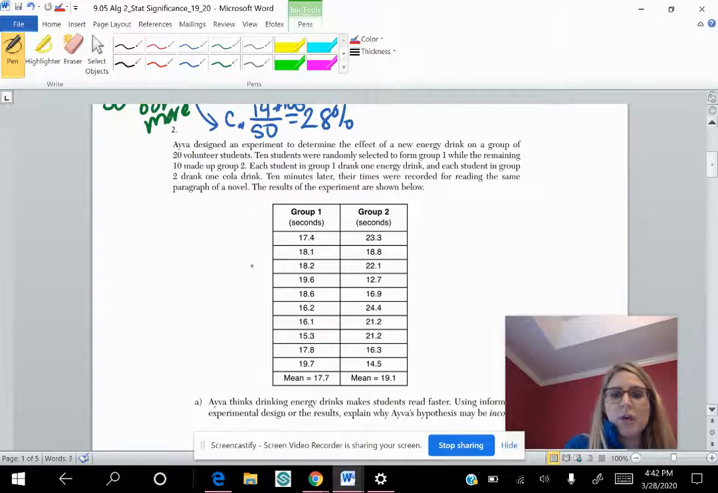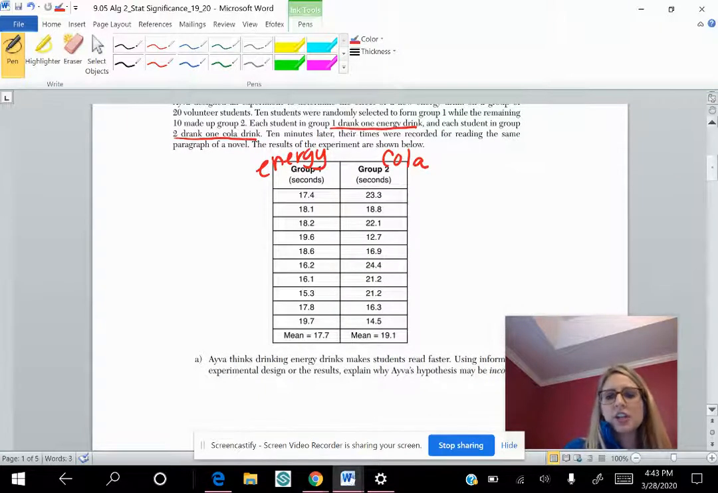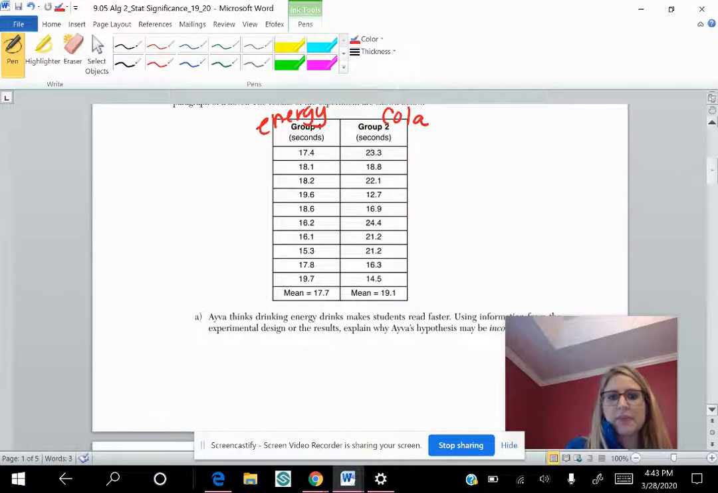So here's group 1. So group 1 drank 1 energy drink. And here's group 2, which drank 1 cola drink. 10 minutes later, here's how long it took them, how many seconds it took them to read that paragraph. So we're trying to see, if you drink an energy drink, does it make you read faster? They gave us the mean of each group at the bottom here.